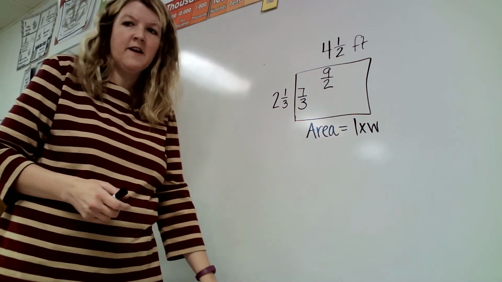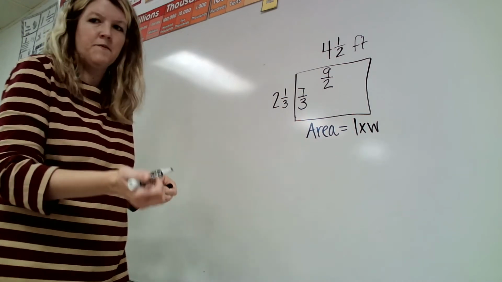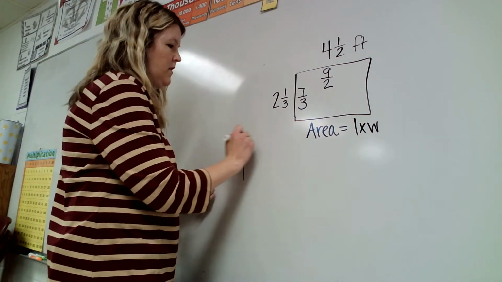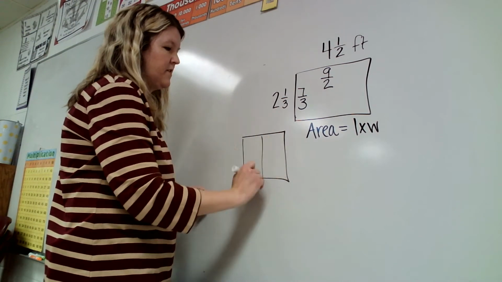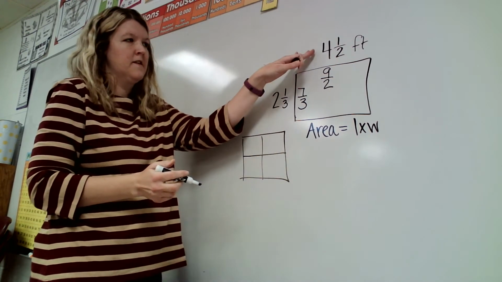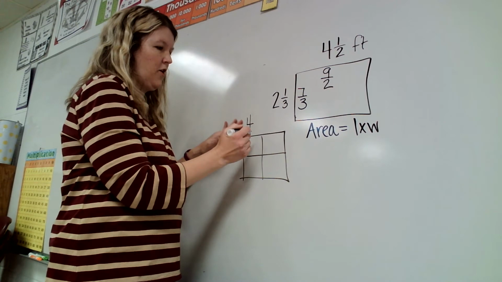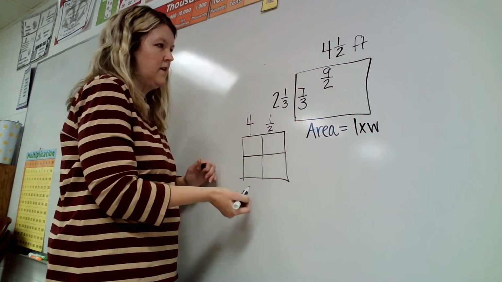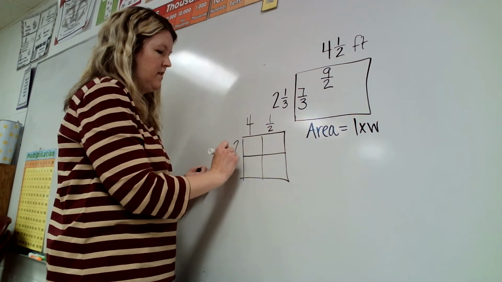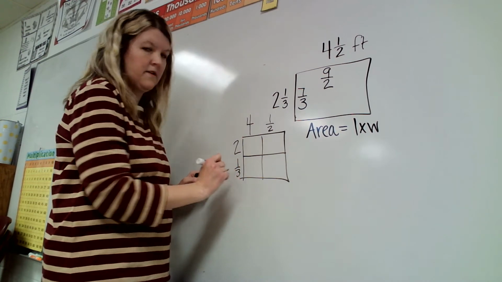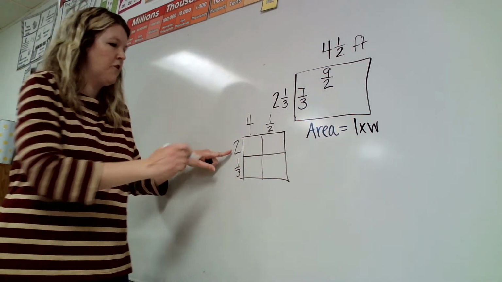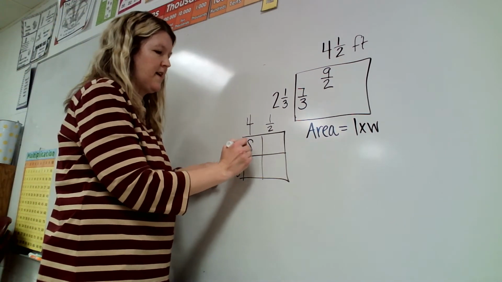We can set up an area model to kind of help work this out. So just like we do with whole numbers, we can do that with fractions. So with 4 1/2, I'm going to split it up into the whole number and then the fractional part. And then 2 1/3, the same thing. So now I'm going to multiply 2 times 4, that gives me 8.